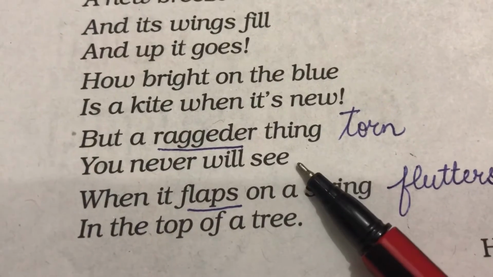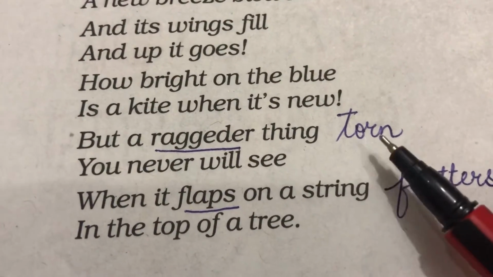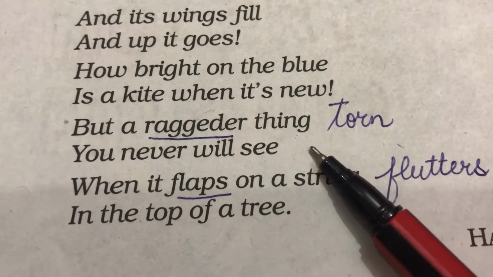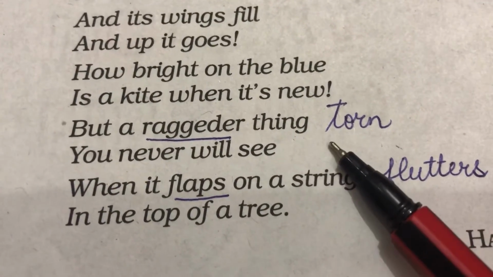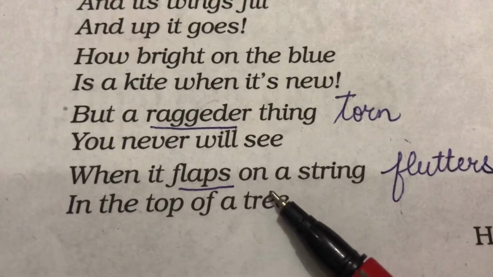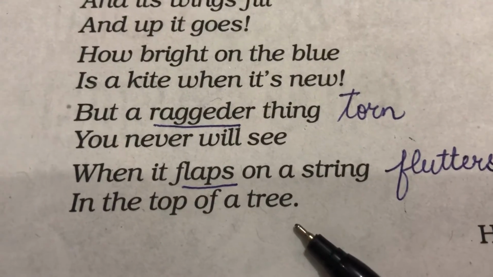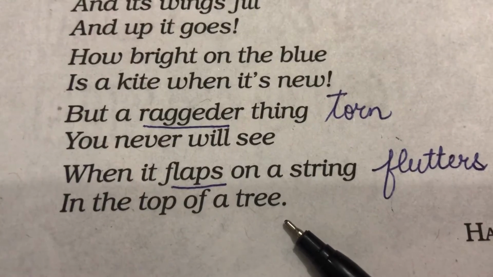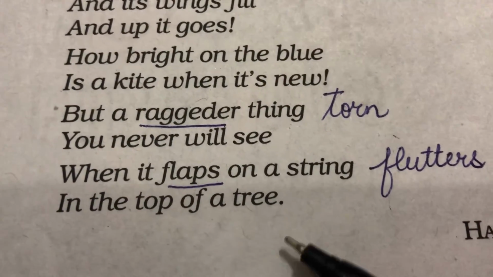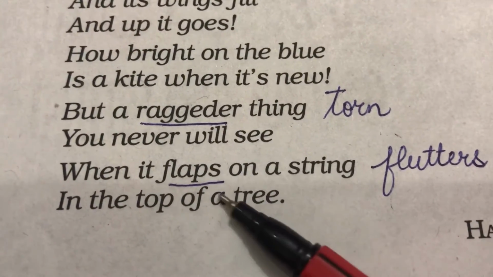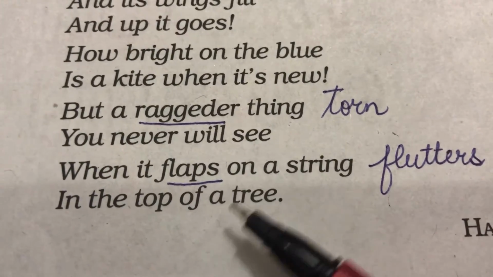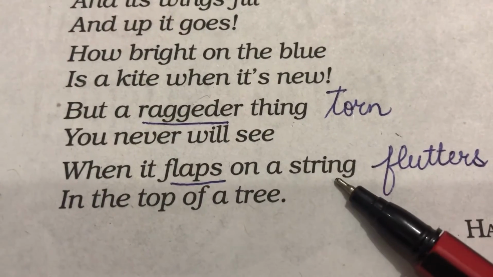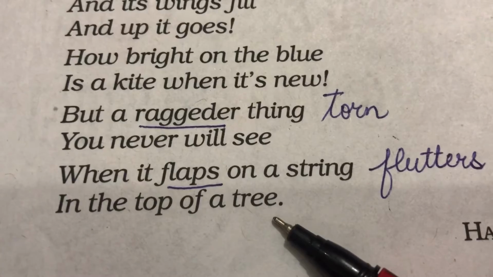But if your kite gets torn, you will never see any torn kite in the sky when it flaps on a string in the top of the tree. Sometimes your kites get caught on the tree and you try to pull it down, it looks like the kite is flapping its wings with the help of a string in the top of the tree.